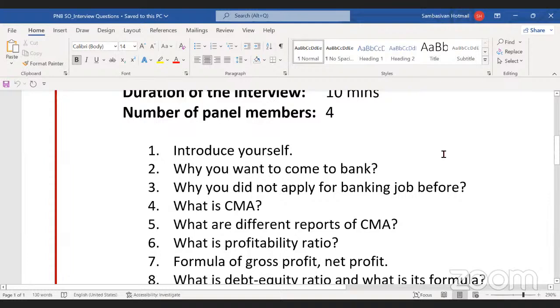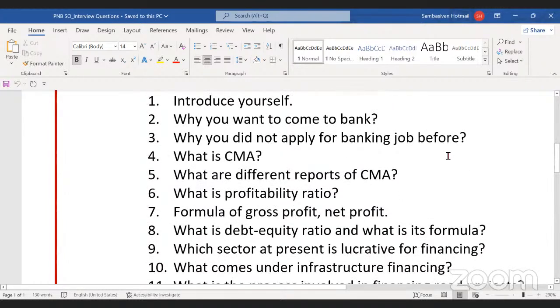Because this candidate is working in a finance company, an NBFC, they asked this question: why did you not apply for any banking job before? Then, what is the credit monitoring arrangement, CMA? What are the different reports of CMA?